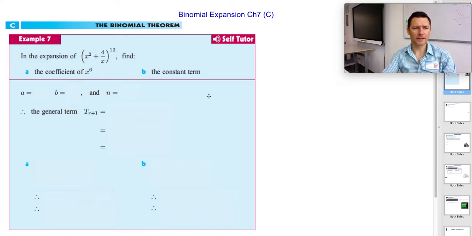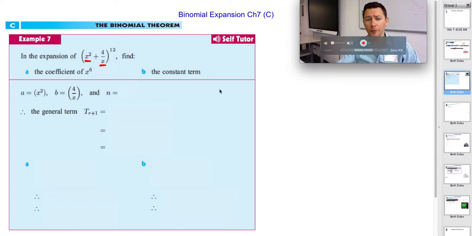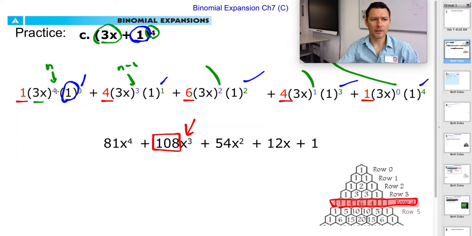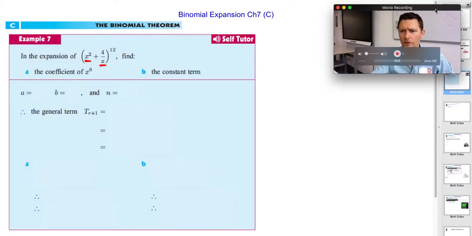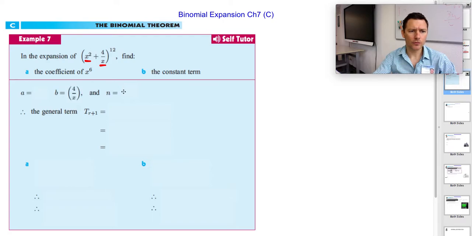I'll show you one here that's from the text, and then I'll show you one that's my own. So we want to expand this. It's the gnarliest one I could find. Find the coefficient in front of the x to the sixth. Well, I know that this is the A term and this is the B term, so let's pop those in there. And I know that n is going to be 12. There's going to be 13 terms, but like this, the n goes from 4 down to 0, and from 0 up to 4, up to that maximum exponent. So I know that n is 12.